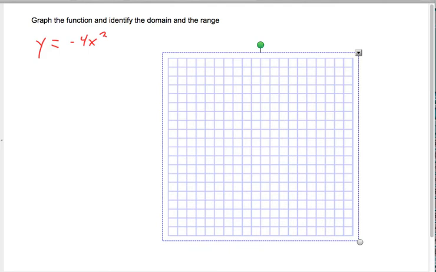Alright, so back to this problem here. If we need to graph this function and identify the domain and the range, I'll get to the domain and the range in a minute, but to graph it, we just make our xy chart.